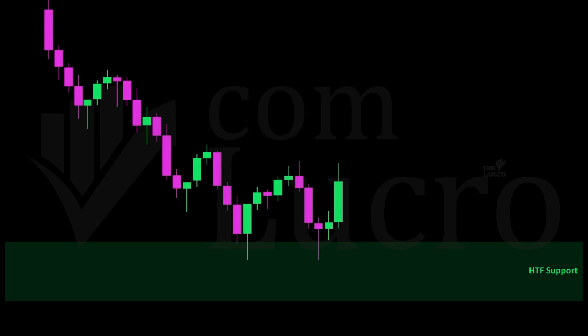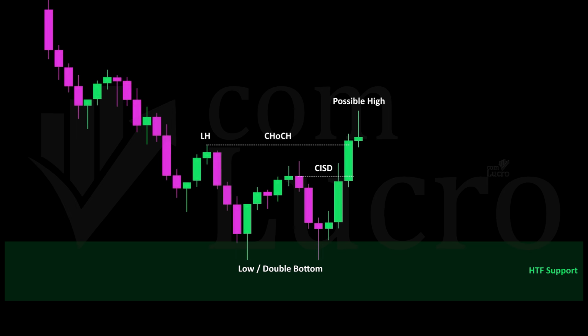We must wait for price to break through the neckline to confirm the double bottom pattern. Once the breakout is confirmed, we can enter the trade with much greater confidence. Now, in this example, we have a double bottom pattern forming at a higher time frame demand zone, which signals a potential buying opportunity. However, at this point, we are already too late to enter the trade.